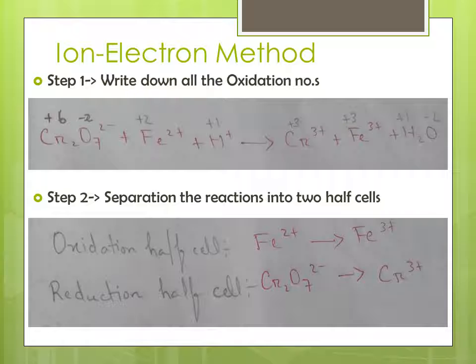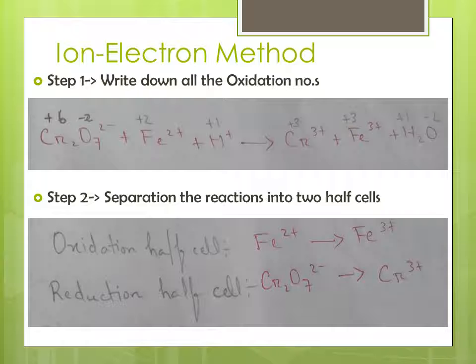So just see the reaction. Cr2O7 2 minus plus Fe2 plus plus H plus gives Cr3 plus plus Fe3 plus plus H2O. Here in the complex Cr2O7 2 minus, if I go by the rules, for chromium the oxidation number will be plus 6.